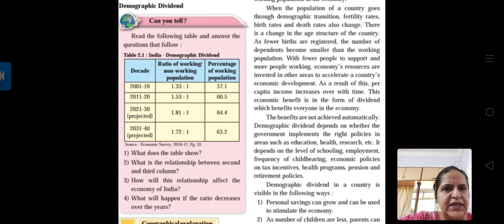So the first is decades. It's a projected decade between 2021 and 2030 and further on projected. These years have not yet come. So there's a geographical explanation to this.